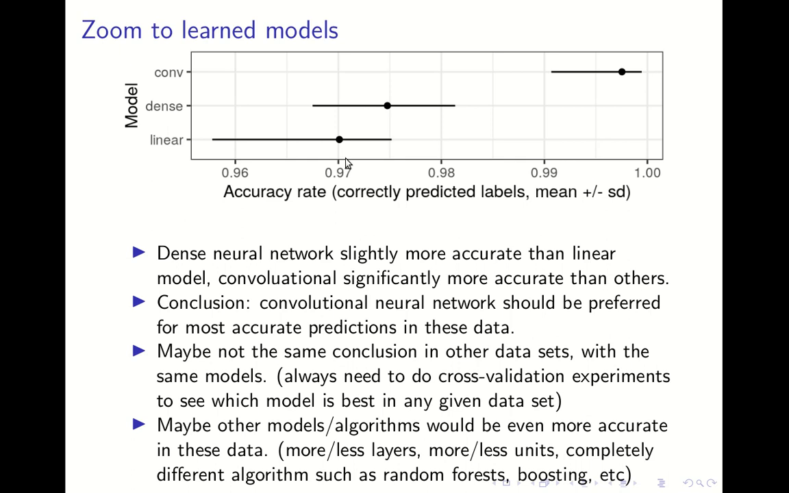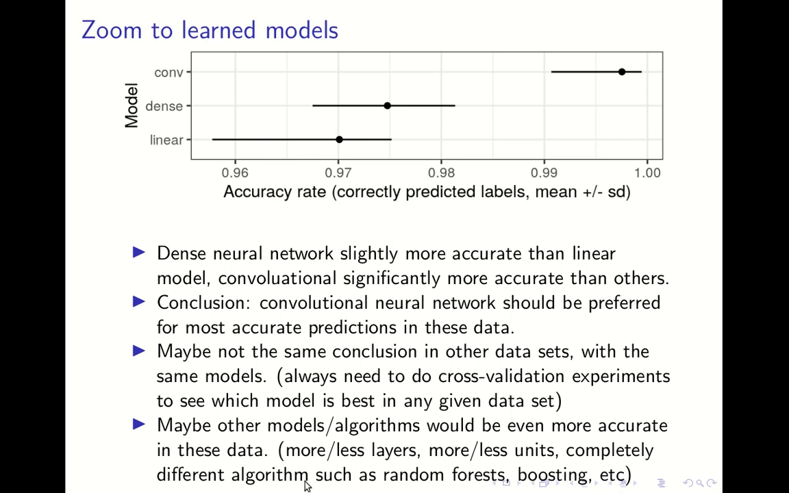But one thing to keep in mind is that this is really data dependent. Machine learning is an empirical science, so this conclusion about this particular convolutional neural network and these particular other models really only holds for this one data set where we've done this test. So we always need to do a cross-validation experiment to see which model is best in any given data set. In a different data set, maybe the dense model works better. I don't know. You have to do the test to find out.